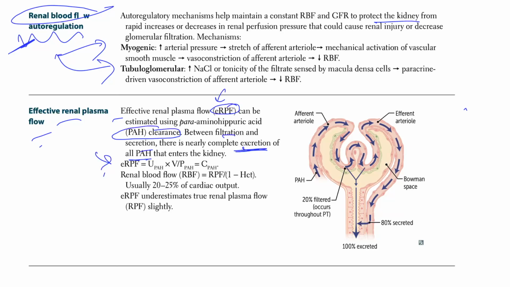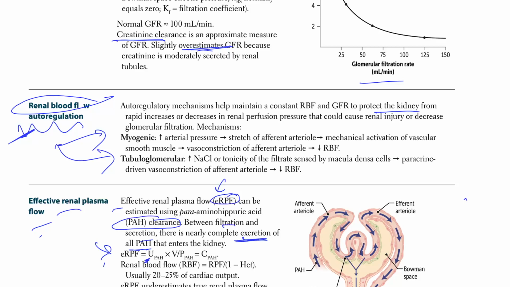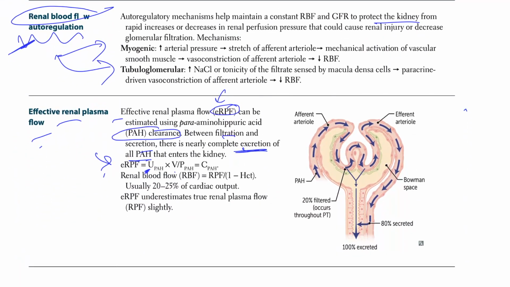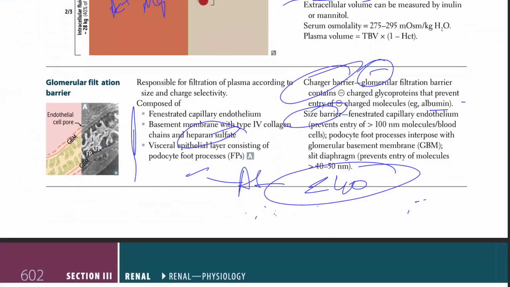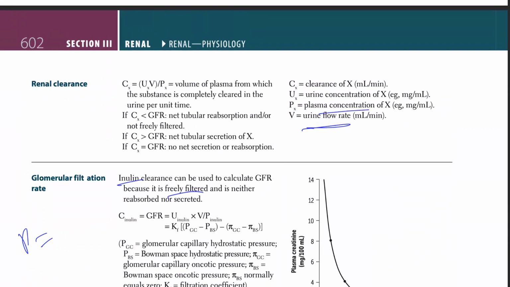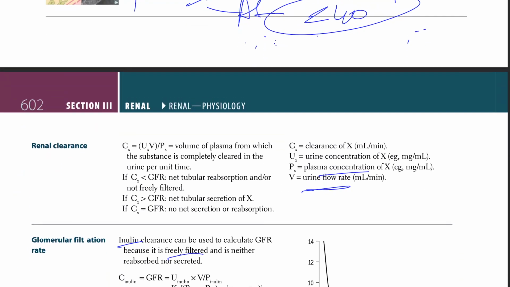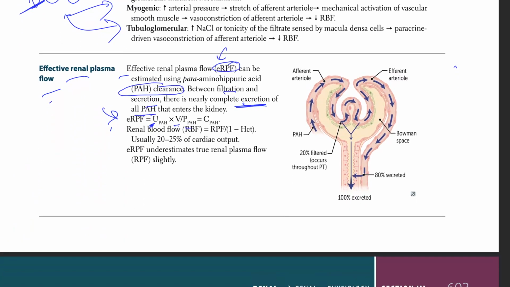So effective renal plasma flow equals the urine concentration of PAH times the V, which is the urine flow rate, divided by P. P is for the plasma concentration of PAH. That equals the C, the clearance of PAH. Okay, so that's just the math.